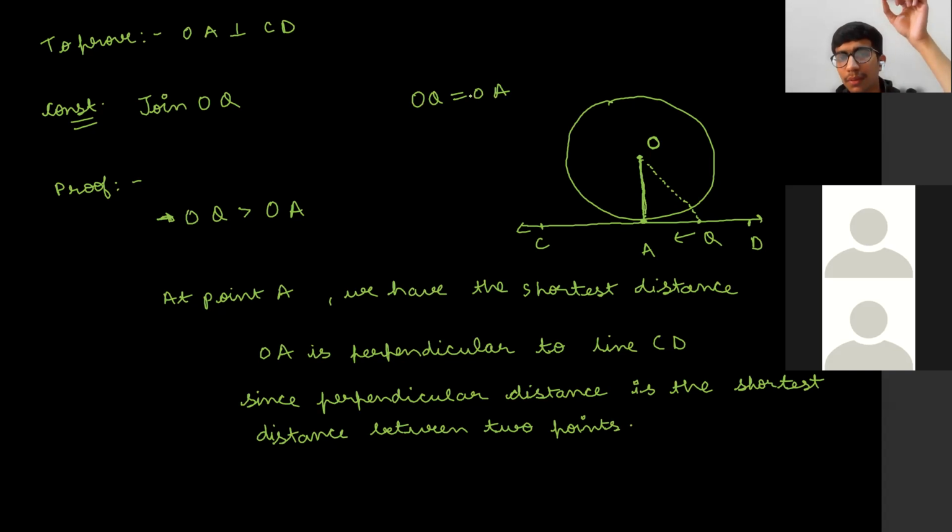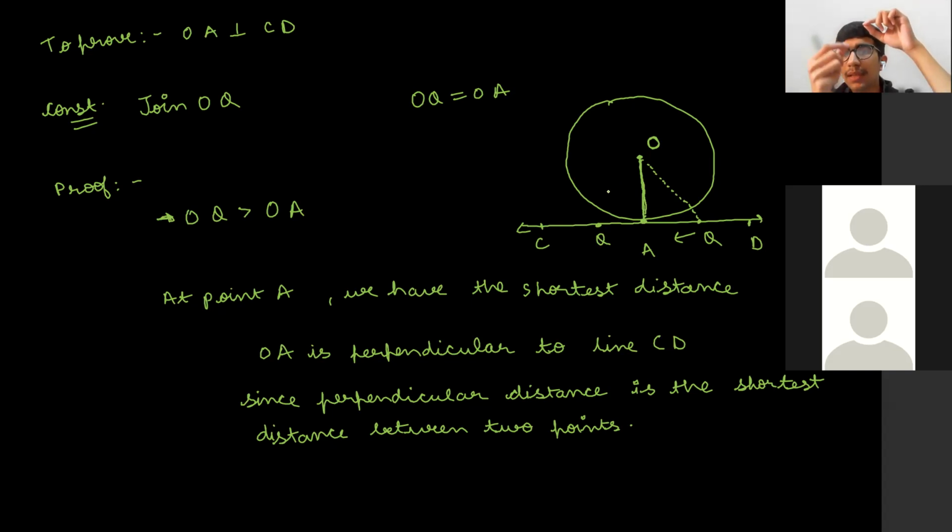Yes, sir. If Q comes to this side as well, then also OQ will be greater than OA. So what I am saying is, when this point Q coincides with point A, I can say that this OA will be the shortest distance from the line. Basically, we are trying to find, from the center, the distance which is the shortest distance from the line.